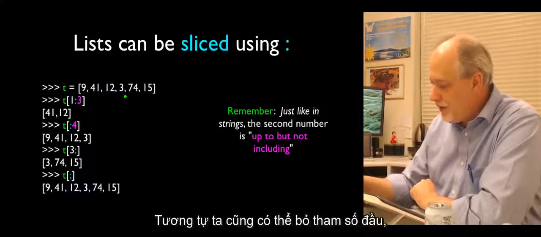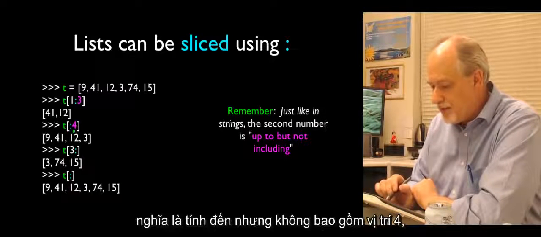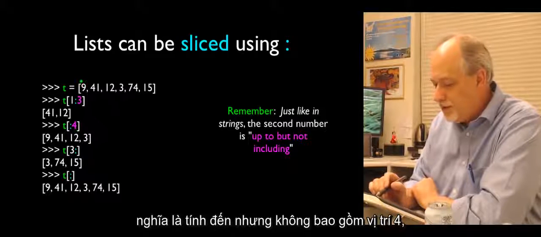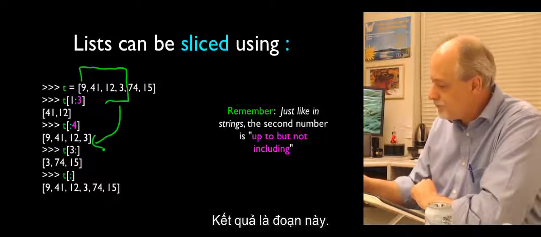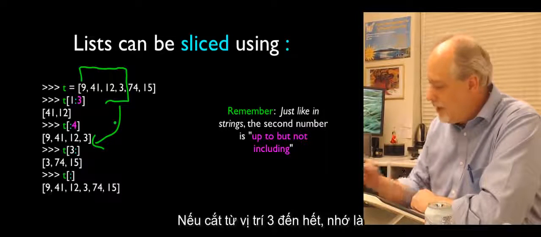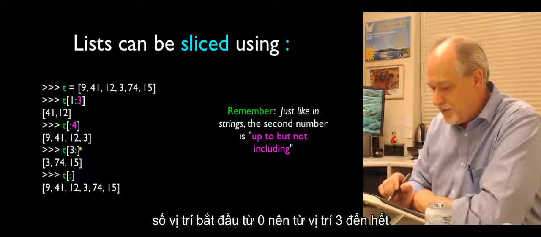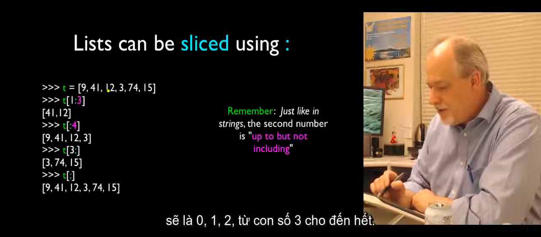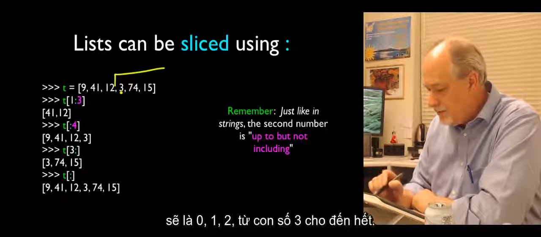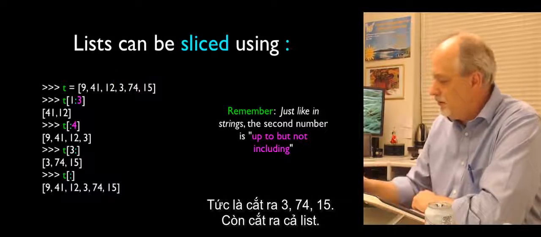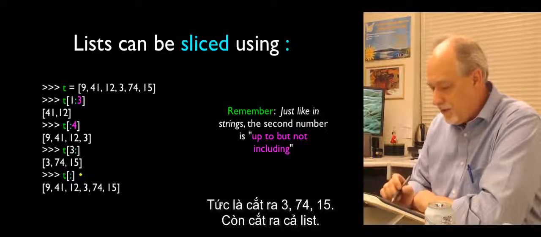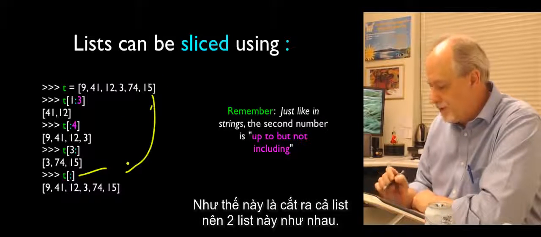We can similarly eliminate the first one, so that's up to but not including the fourth one. Starting at 0, 1, 2, 3, but not including 4. If we go 3 to the end, and again, remember that they're starting at 0, so 3 to the end is 0, 1, 2, 3 to the end. The number 3 doesn't matter. So that's 3, 74, 15. And the whole thing, that's the whole thing. So these two things are the same.